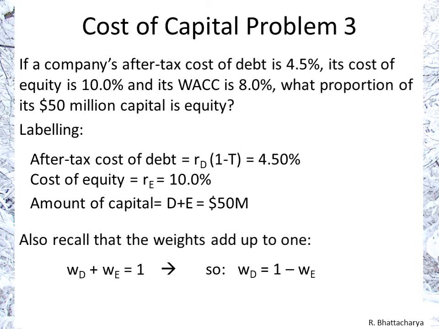So, in order to calculate this, we need to remember that the weights add up to 1. So we're going to solve for either WD or WE. I've chosen, you'll see, WE. And we can substitute, instead of WD, 1 minus WE because the weights add up to 1. So if debt is 40%, equity is 60%. If debt is 30%, equity is 70%. So that's how it'll work.